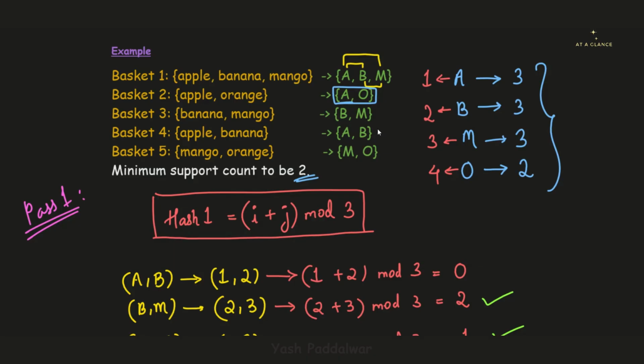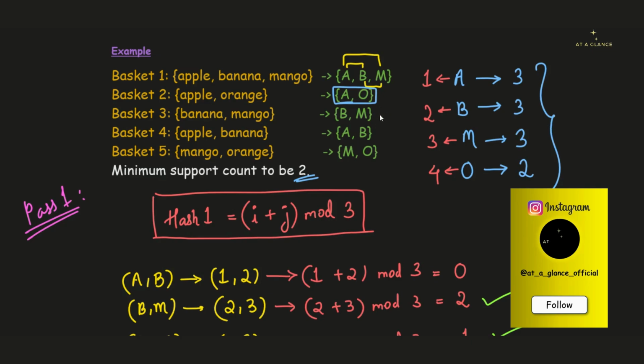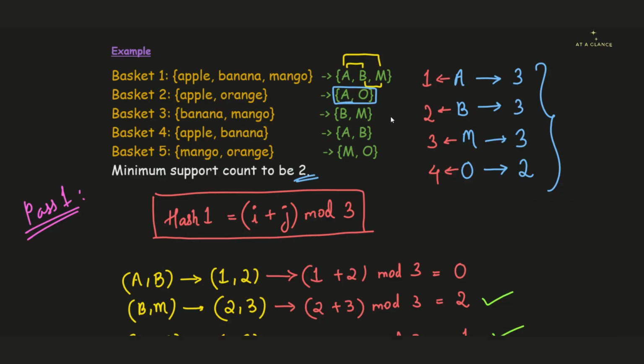But here you can see that AO is actually not frequent, and multistage PCY, with the help of hash functions, has ruled this out. So this is how it works. This is how the multistage PCY algorithm is better than the PCY algorithm. It actually removes the false positives. It reduces the number of false positive cases.